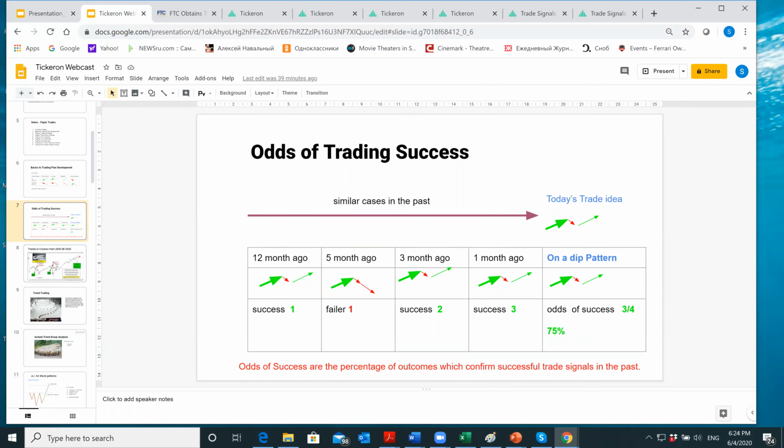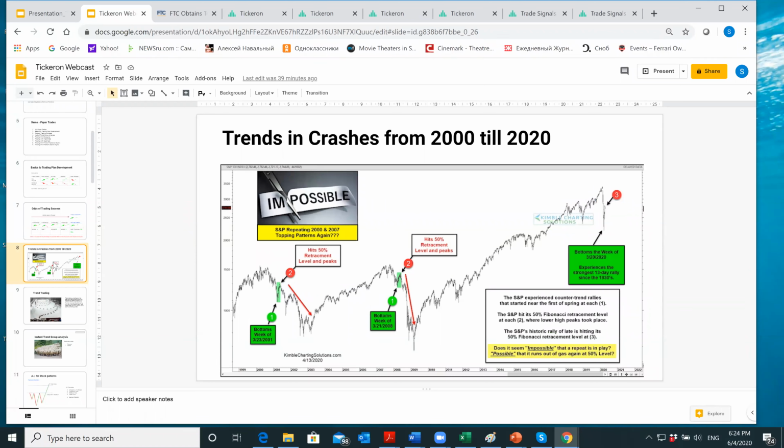So let's look at the examples. Here are the crashes which took place from 2000 to 2020. It's a little bit outdated chart. And the idea is that every time there was a crash, there was a continuation of a crash, okay? And we don't see it right now. There are different reasons, different explanations, but there was the crash of 2000, the crash of 2008. And from that perspective, it was supposed to go down, but it doesn't, okay? I still believe it will go down. And there is a short-term explanation why it doesn't go down.